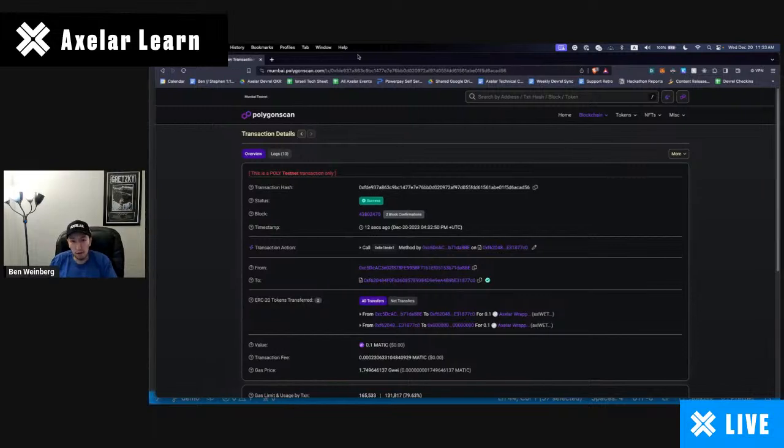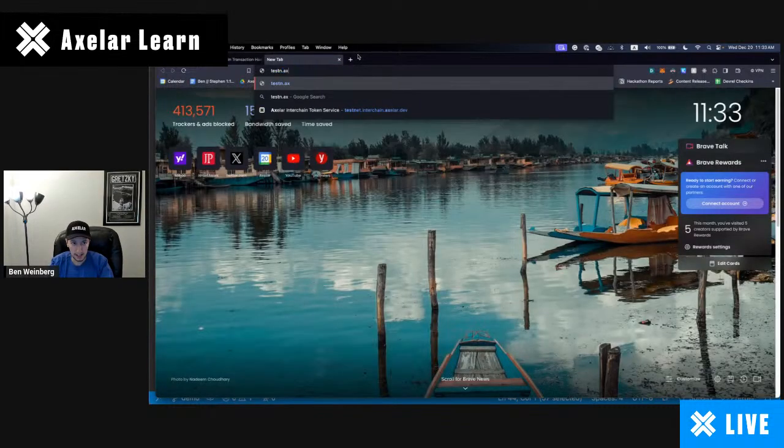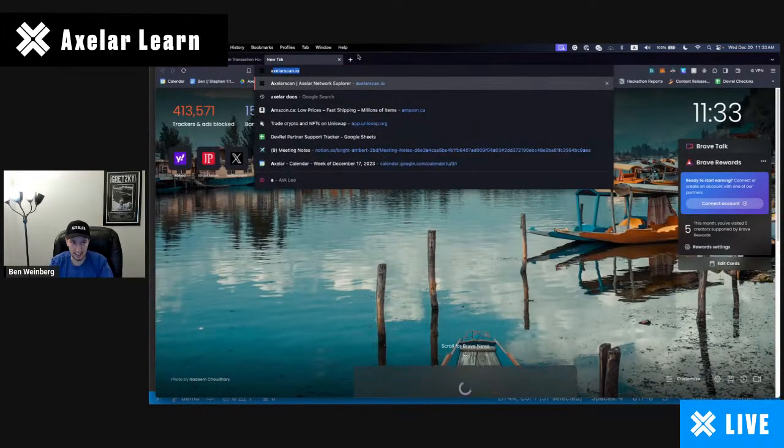But what if we want to actually see this entire transaction? Because remember, there's a lot going on here. We're dealing with three blockchains: Polygon, Axelar, and Ethereum. What if we want to see this interchain transaction taking place? That is where testnet Axelarscan comes in.